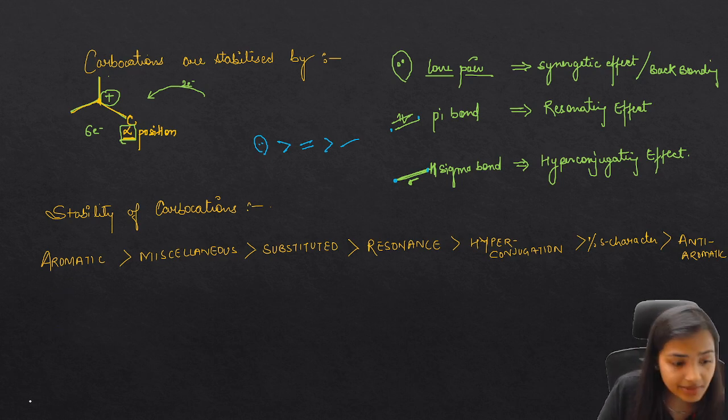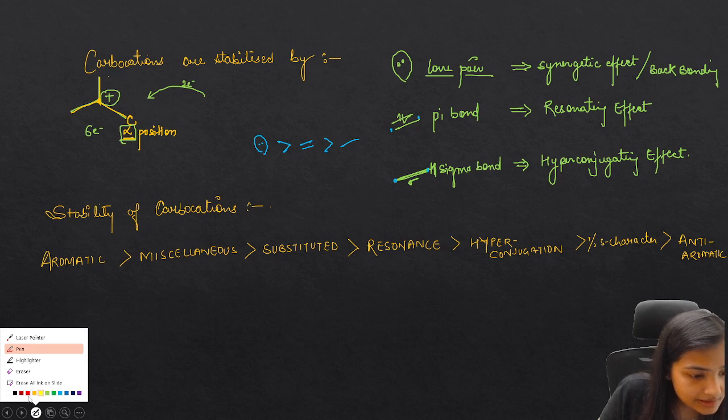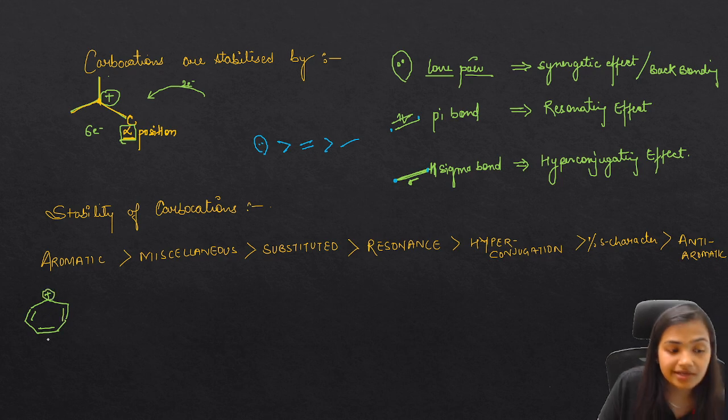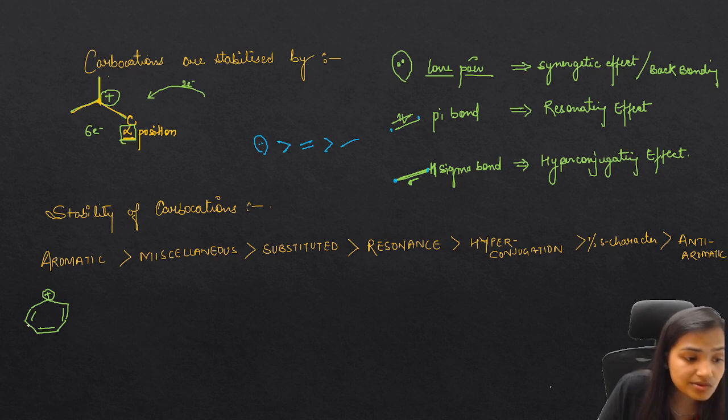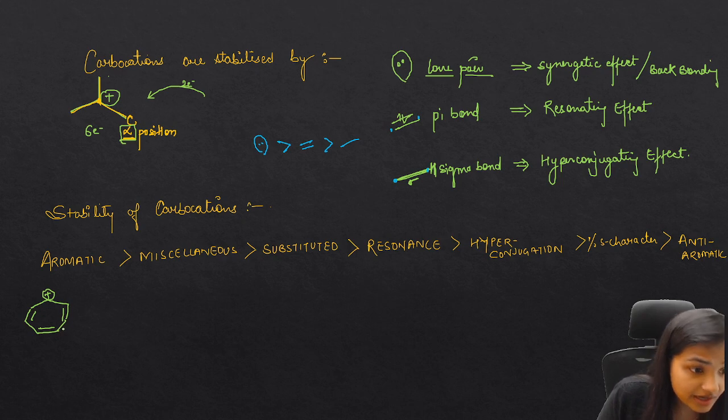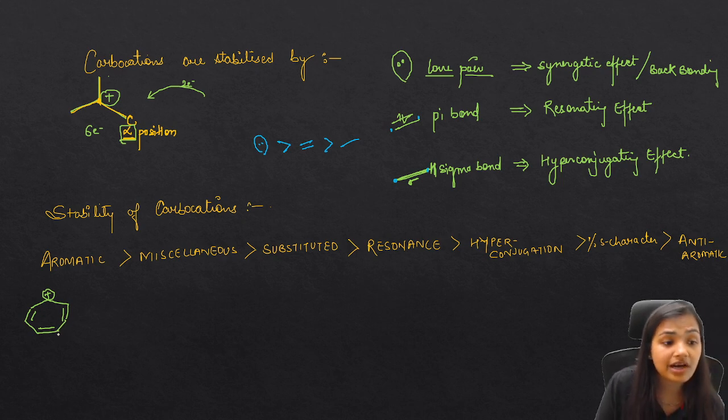Guys, this simply means that if I have a compound like this, this is aromatic. Why is this aromatic? Because this is cyclic, a closed cyclic ring. And this is planar, there is complete delocalization, and it obeys the Huckel rule. So this is an aromatic compound, and because this is an aromatic compound, it is said to be highly stable in nature.